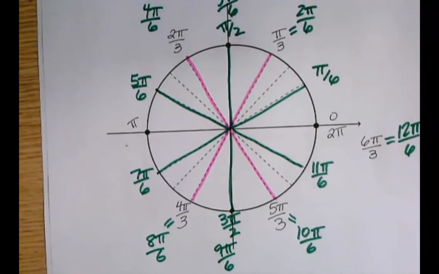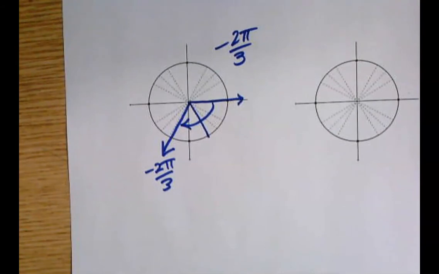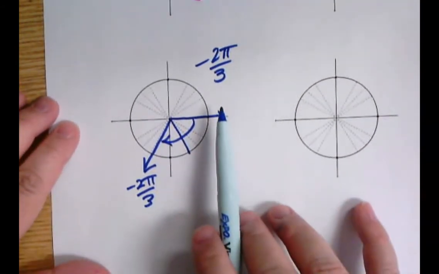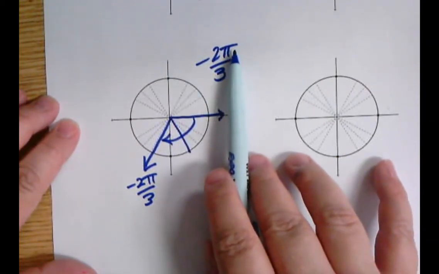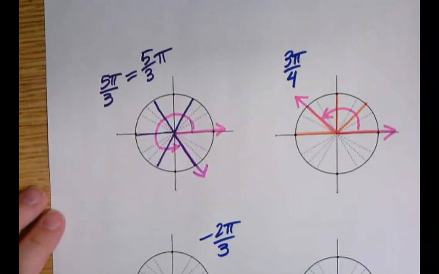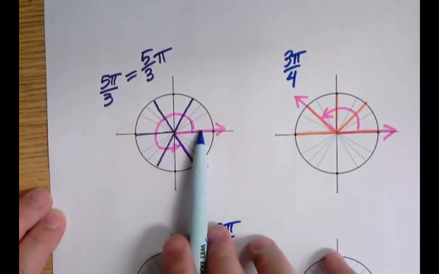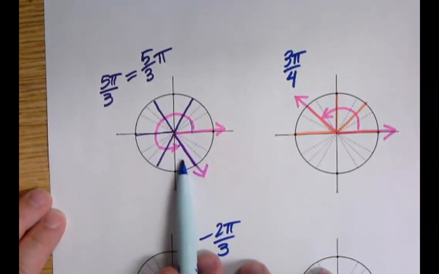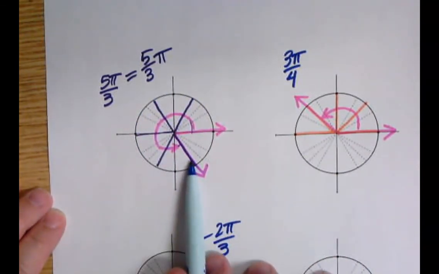Okay, so for some reason my video glitched here and jumped, and this was me showing you what to do if you have a negative angle. When we have positive angles, like this would be 5 pi over 3, which is 5/3. I do 1/3, 2/3, 3/3, 4/3, 5/3, and I'm always rotating counterclockwise.